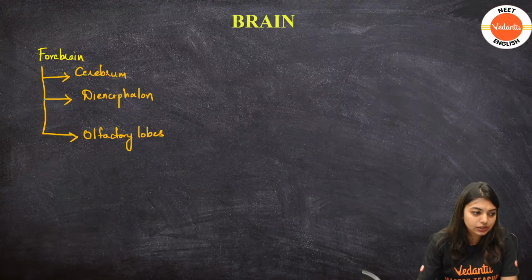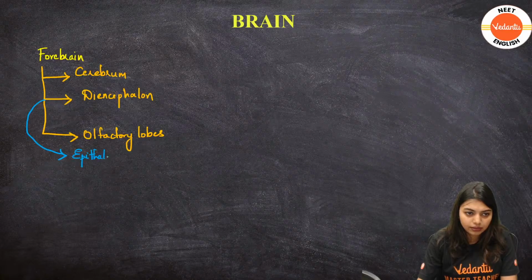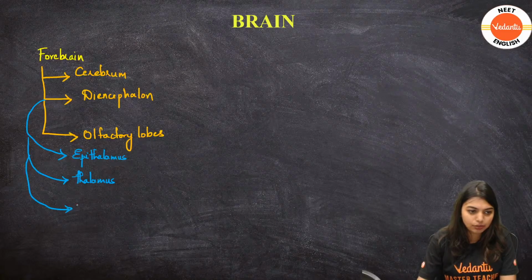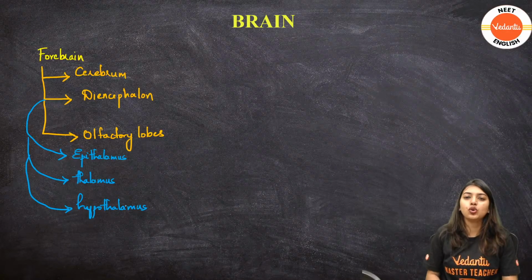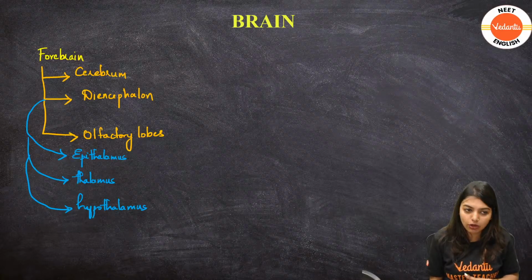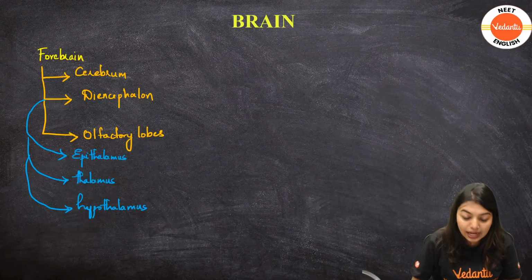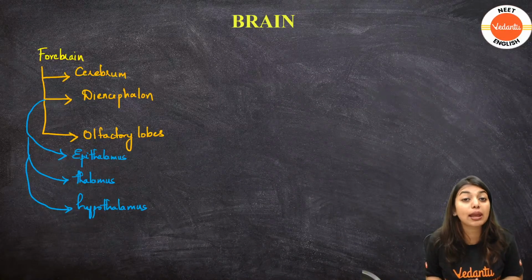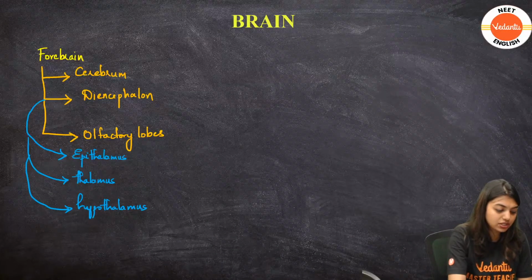Diencephalon. Okay, diencephalon has 3 parts. That is, your diencephalon has epithalamus, thalamus, and then your hypothalamus. So forebrain has your cerebrum, diencephalon, and olfactory lobes. Out of this, diencephalon has 3 parts: epithalamus, thalamus, hypothalamus. In this, all of you know that hypothalamus controls most of your endocrine glands. Now where will you study this? You will study this in your chemical coordination chapter. Clear or not? Okay, if this much is clear, let's proceed.